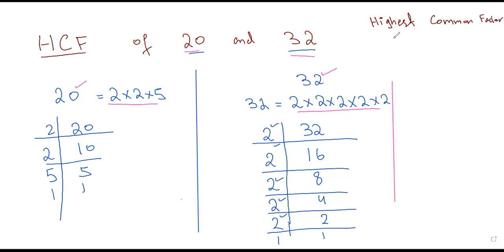Now, what does it actually mean? It means that 20 is going to have some factors, 32 is going to have some factors, right? So we have to talk about the highest common factor. Let's do it this way first. We have 20, we have 32. Let's just write down the factors of 20. Can anyone help me with this? What are the factors of 20?